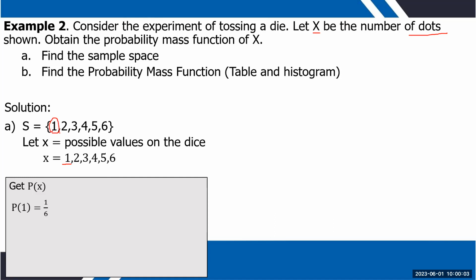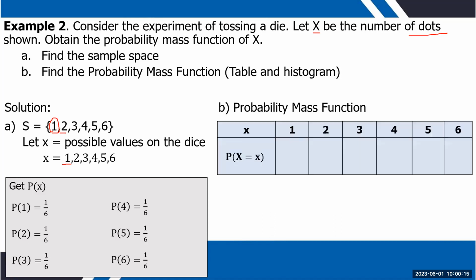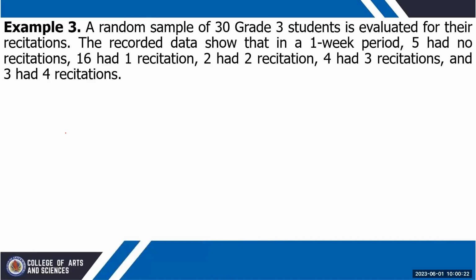Pag 2 naman, 1 out of 6 pa rin. Pag 3, 1 out of 6 pa rin. And so as your 4, 5, and 6. Okay? And then, ilagay nyo lang yan sa probability mass function and that's it. Ganyan lang. Okay? Let's try another one.